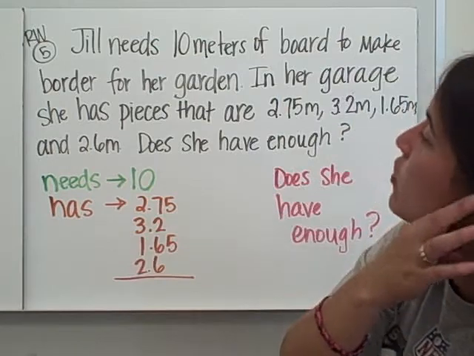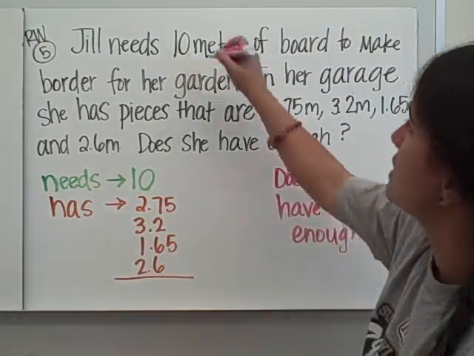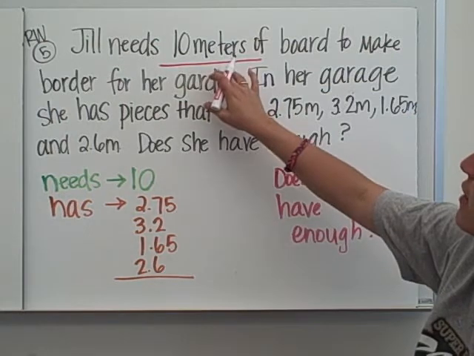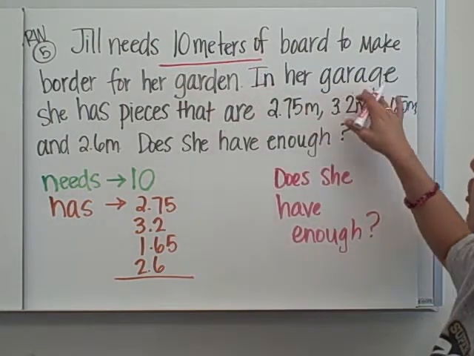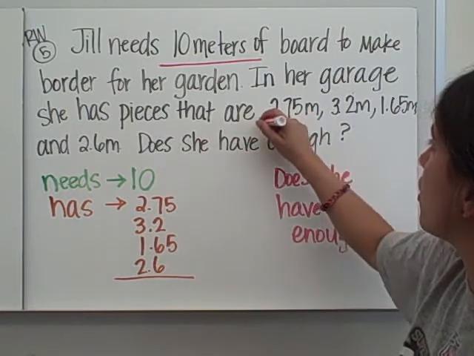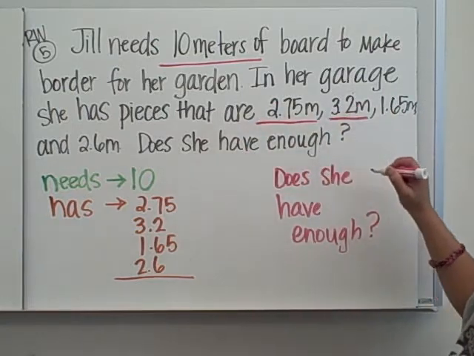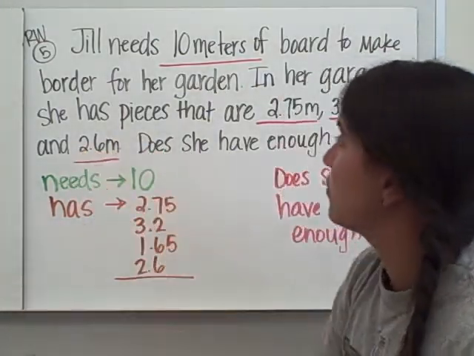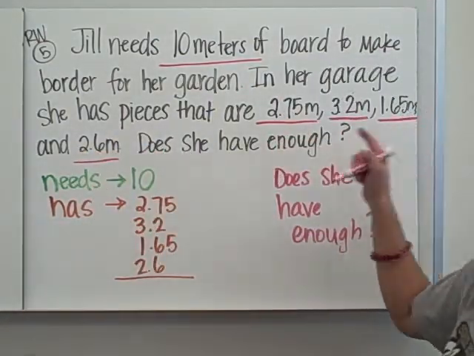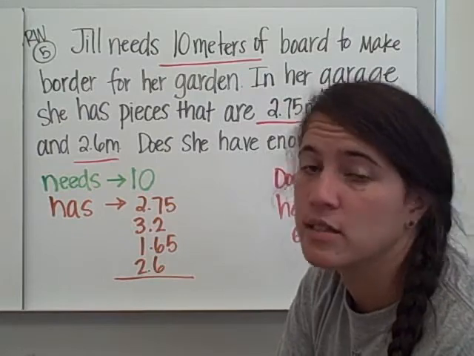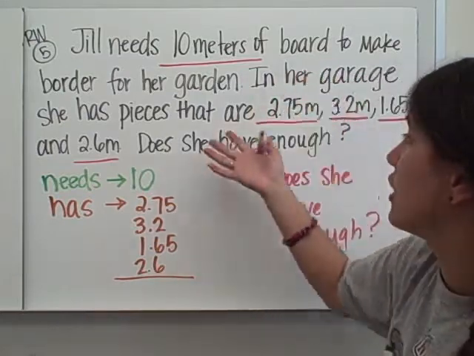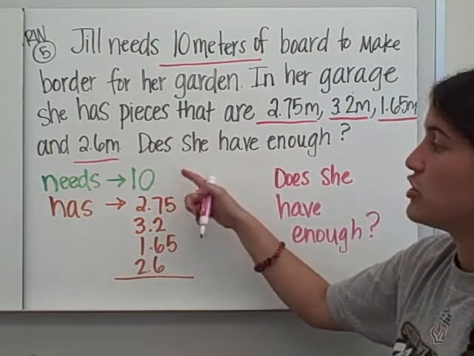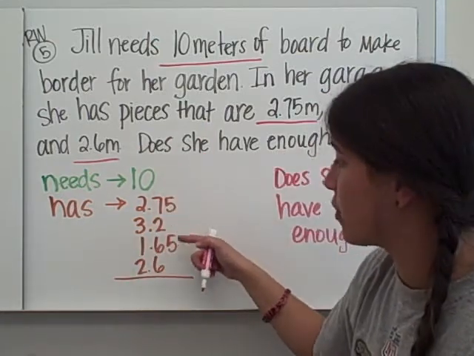All right, here is a real world example. Jill needs 10 meters of board to make a border for her garden. 10 meters is what she needs. In her garage, she has pieces that are 2.75, 3.2, 1.65, and 2.6. So she has 1, 2, 3, 4. She has 4 pieces of board in her garage. Does she have enough?